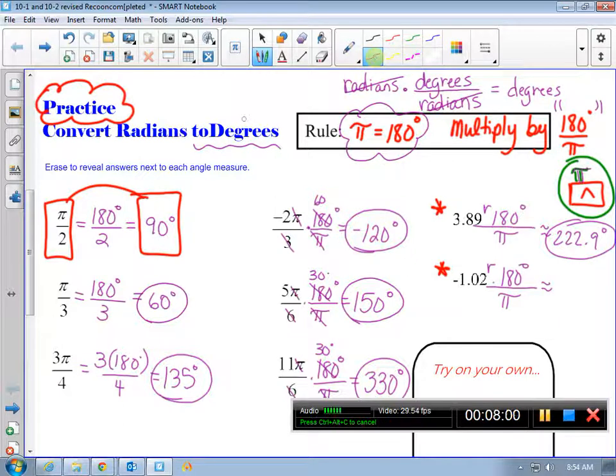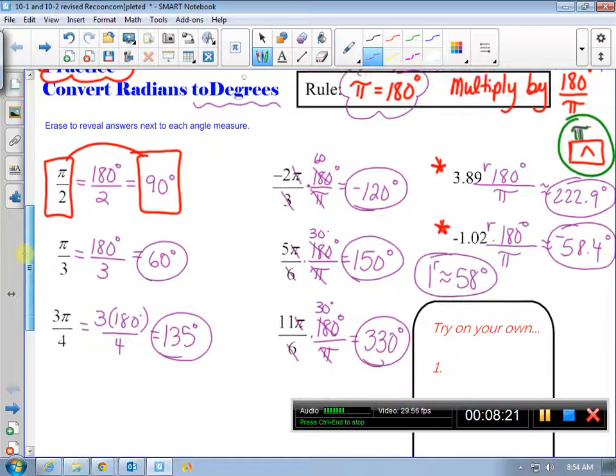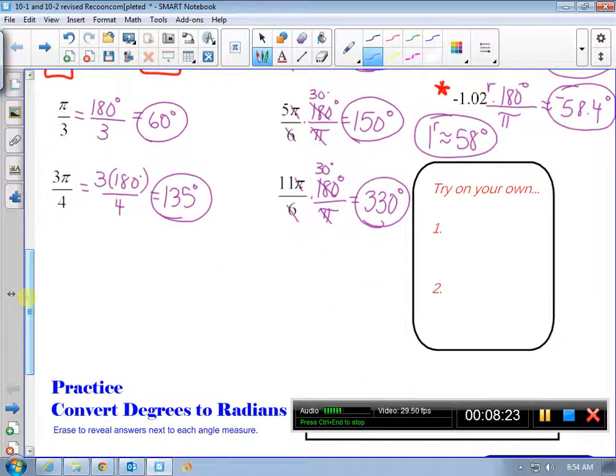On your calculator, you should have about negative 58.4 degrees. I'm rounding to the tenths place. And that makes sense because 1 radian is approximately 58 degrees, somewhere in there. So that makes a lot of sense. So try a couple on your own. We'll check them in class tomorrow.